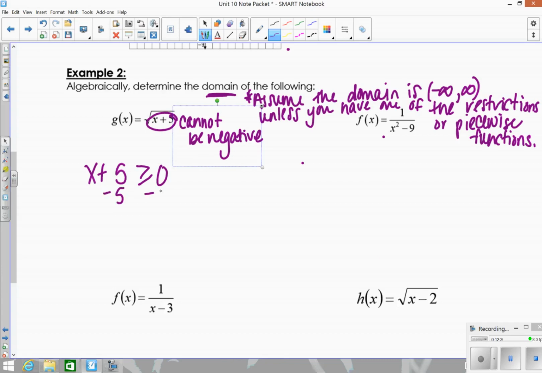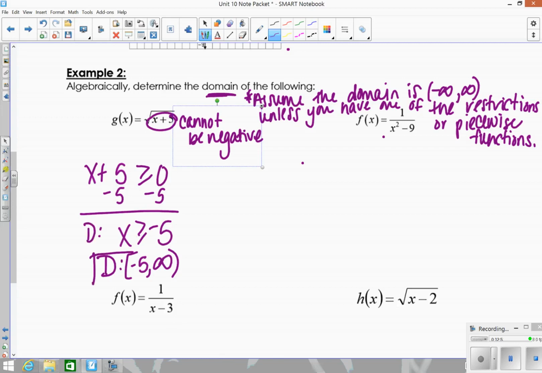So we subtract the 5. So we get x must be greater than or equal to negative 5. So the domain would start at negative 5, and it can include it because I have the equals bar. And x has to be greater than it. So x is going to be any number bigger than negative 5. So you could write the domain this way or using interval notation.